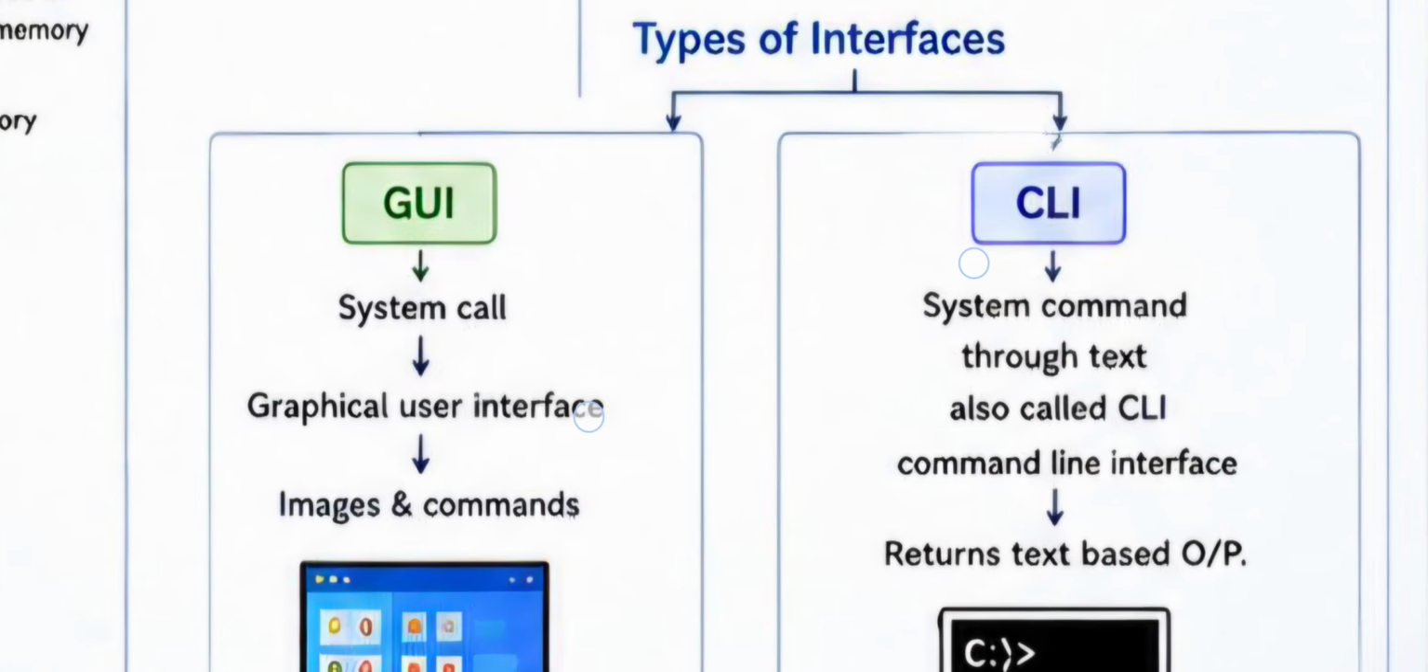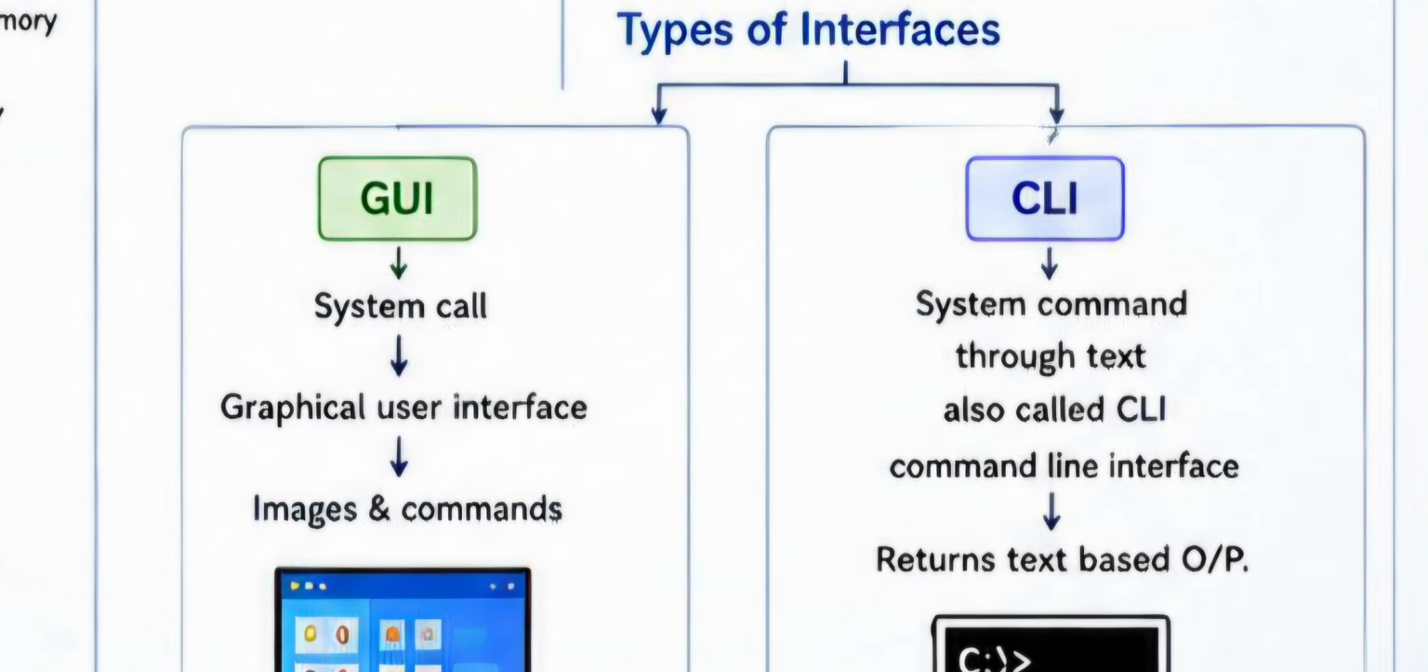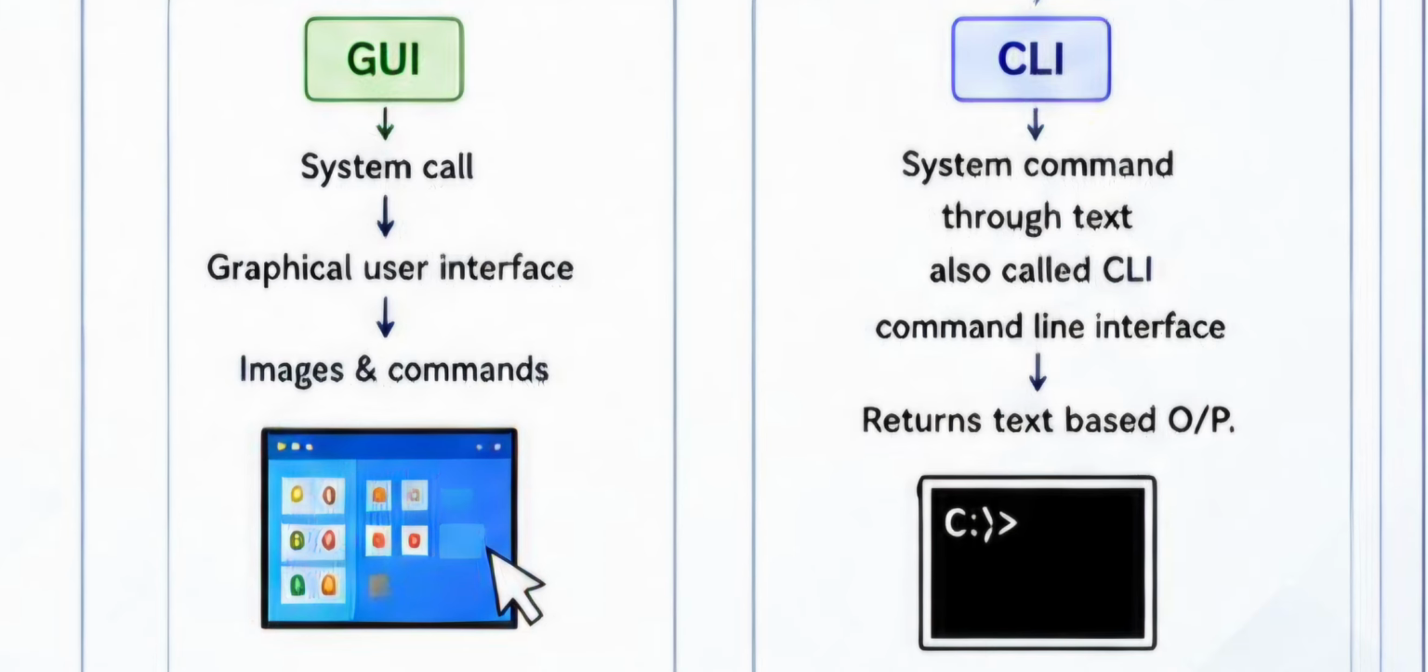Now coming to the types of interfaces, you have two interfaces. The first is GUI, which is graphical user interface. Here the GUI is your system call. It is made via images and commands. The second one is CUI, which is also called CLI. CUI is character user interface. It is like a system command, where we interact through text. It is also called CLI, which is command line interface, and it returns output in text.